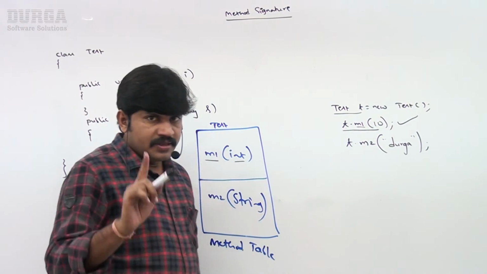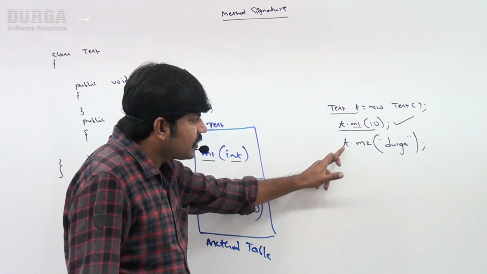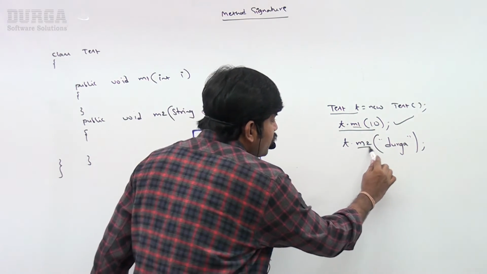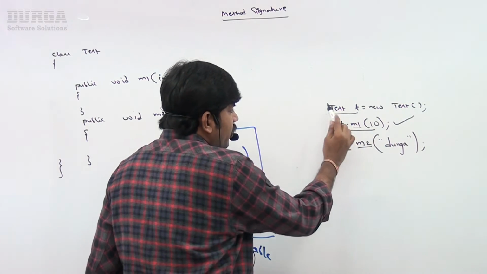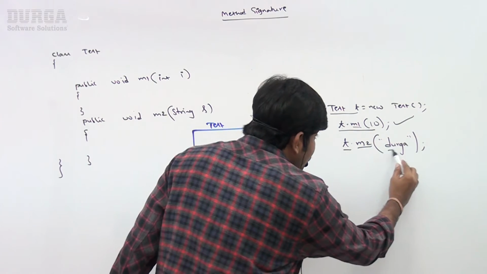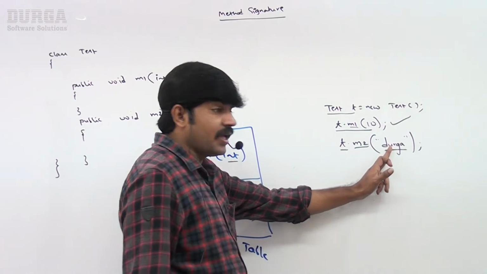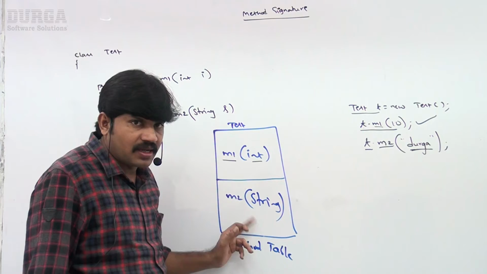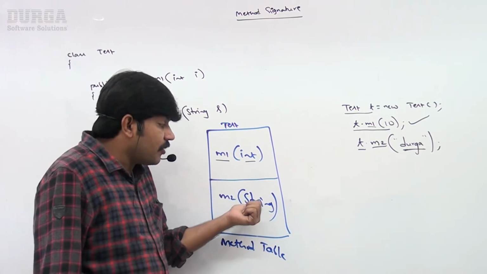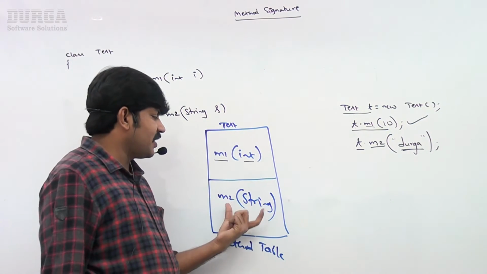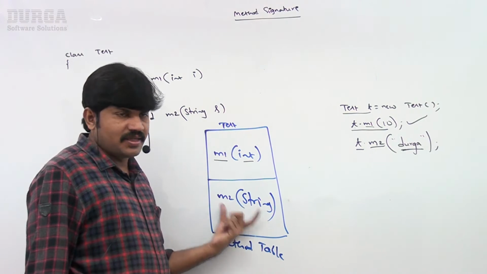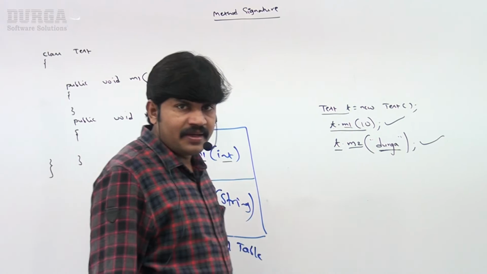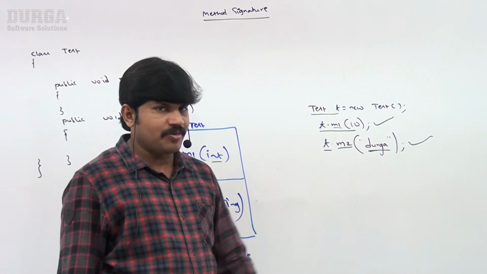Similarly, T.M2 of Durga: you are calling the M2 method, and T is what type? Tester type. By passing which one as the argument? String as the argument. Is there any M2 method inside the Tester class with a string argument? Yes, there is a method with this signature. That's why it is happily going to call it. Clear, right? Sir, now take very special care.